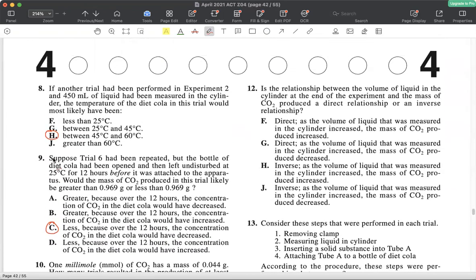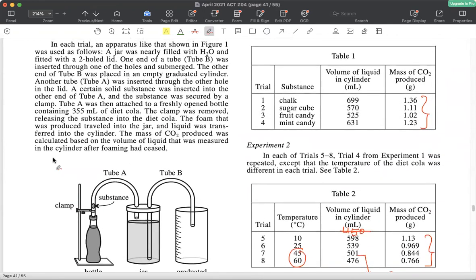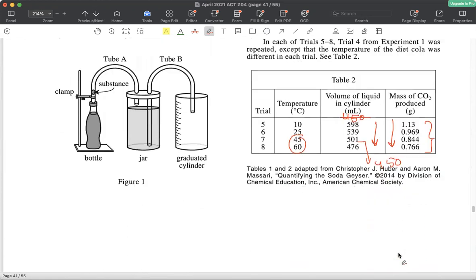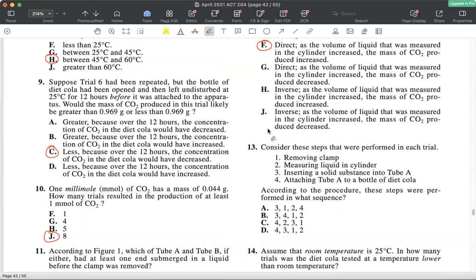Is the relationship between the volume of liquid in the cylinder at the end of the experiment and the mass of CO2 produced a direct relationship or an inverse relationship? So the volume of liquid in the cylinder and the mass of CO2 produced. Let's look at the second table. In the second table, there is a decrease, and so you see a decrease here also, right? So it's a direct relationship. As the volume of liquid that was measured in the cylinder increased, the mass of CO2 produced also increased. So it's F.